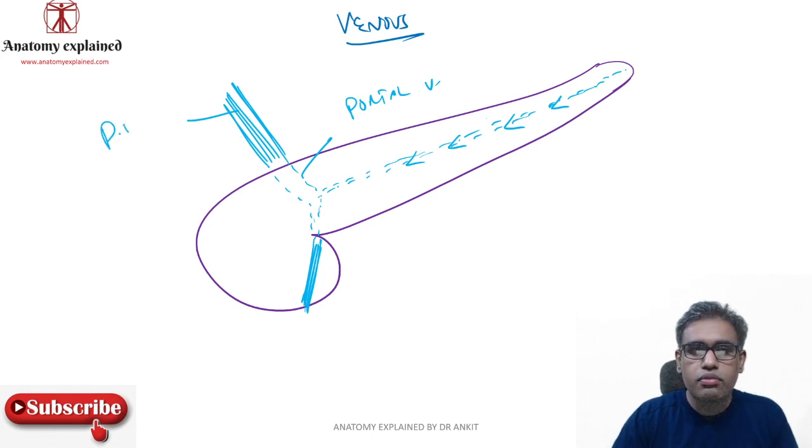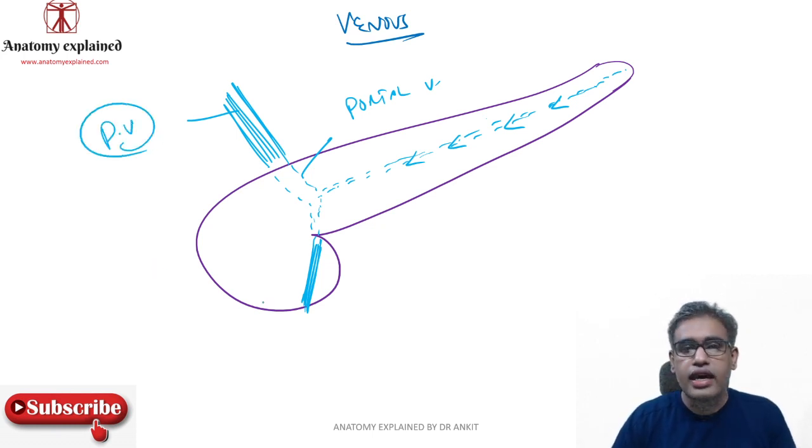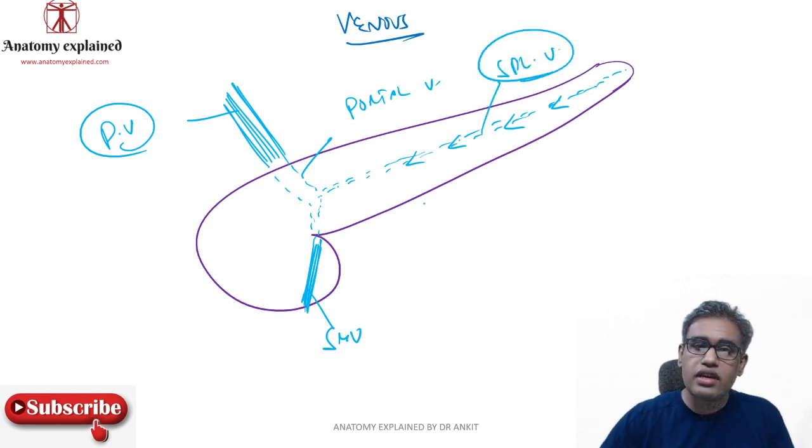That is your portal vein. This is portal vein, and that was your superior mesenteric vein. This was your splenic vein. Also remember relation over here. Here comes another vein. I hope some of you would remember it from the hind gut.